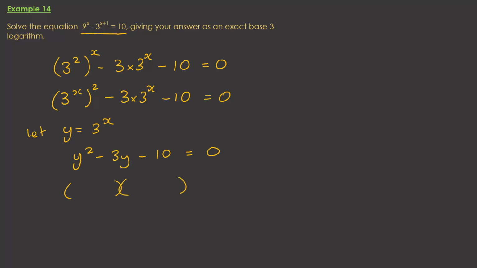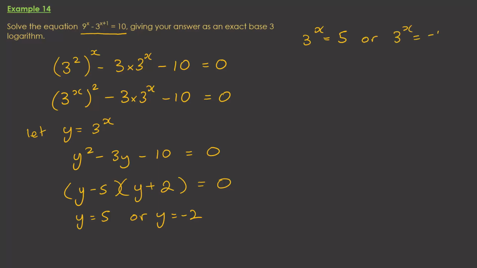We can factorize that one. We've got y take away 5 and y plus 2. So y is equal to 5 or y equals negative 2. But remember, y is 3 to the x. So that's 3 to the x equals 5 or 3 to the x equals negative 2. And we know that that one is not possible. There's no power of x that would make 3 into a negative number. So we're just left with this one.